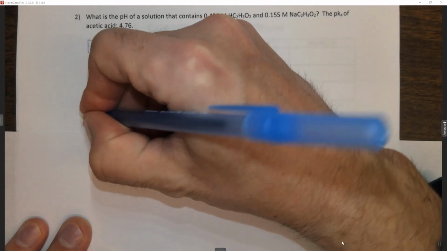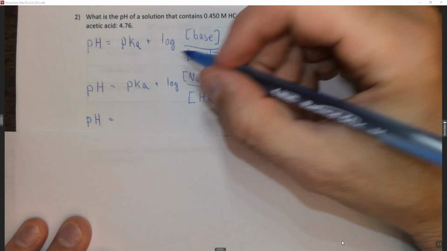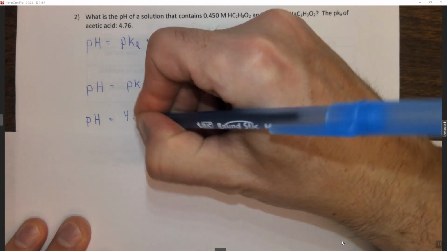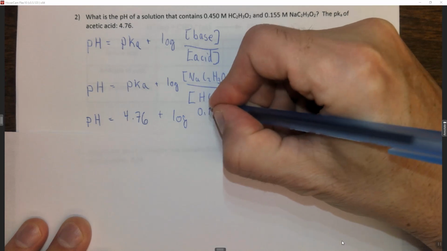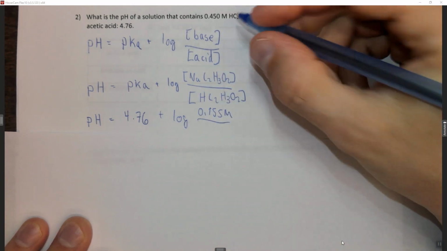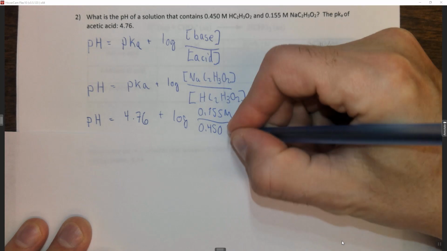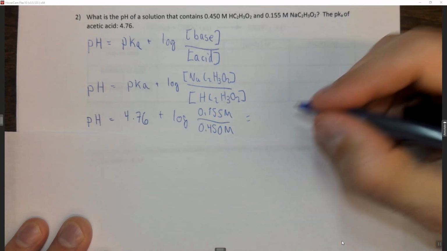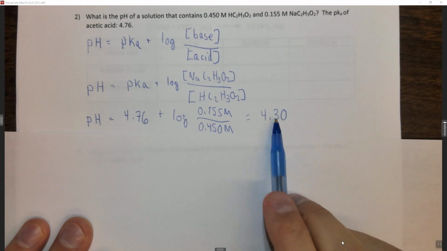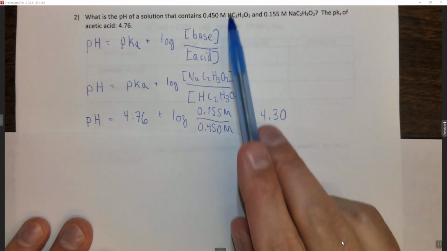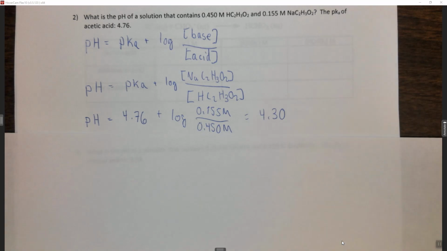So if we look here, pH equals pKa, which is 4.76, plus log, the base is 0.155 molar, over the acid, which is 0.450 molar. And when you do all that math, you find that the pH is 4.30. So you'll notice the pH is less than the pKa because you have more acid in solution than you do base in solution. You'll also notice that the pH is very close to the pKa, and that's pretty normal.